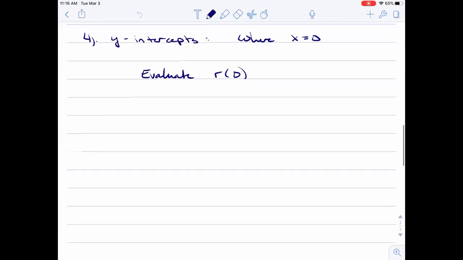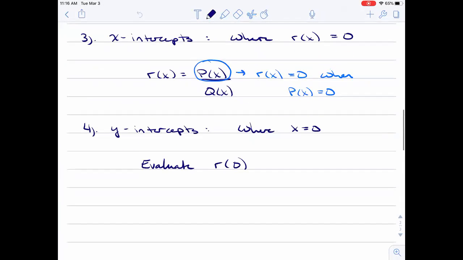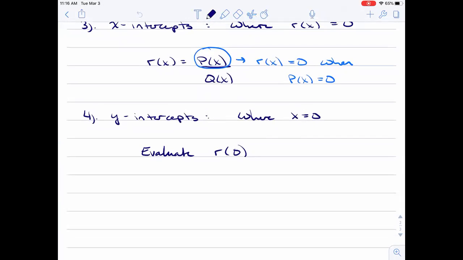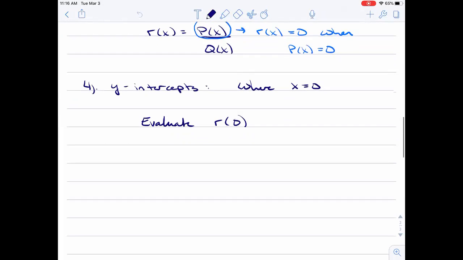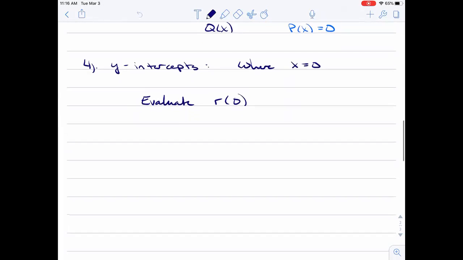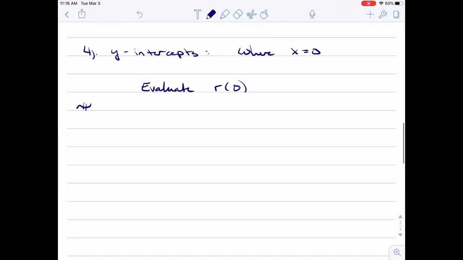Once you've found the x and the y intercepts, you're done. You have all the components that you need in order to graph this thing. And then you can compare it with what you get from Desmos. But one other loophole. Let's call this kind of the end of the review from last day.